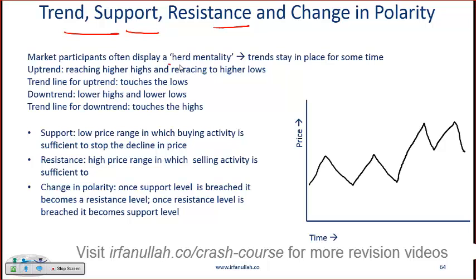Market participants often display a herd mentality, which means that if there is a positive trend, then even if some fundamental factor changes, because of that trend, the momentum, the herd mentality, the trend continues for a little bit of time, even beyond the point where new information has come in that suggests that the stock price should come down. That's the premise behind technical analysis.